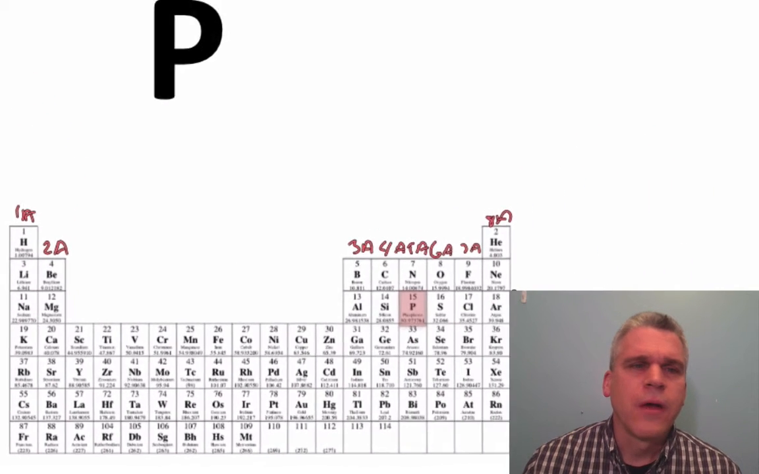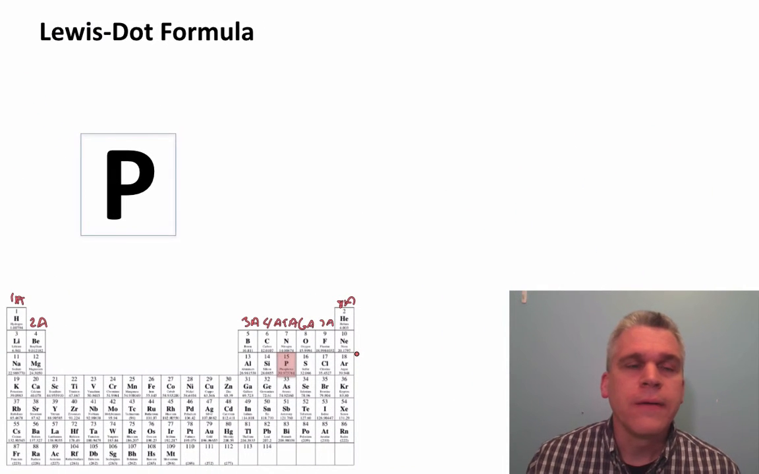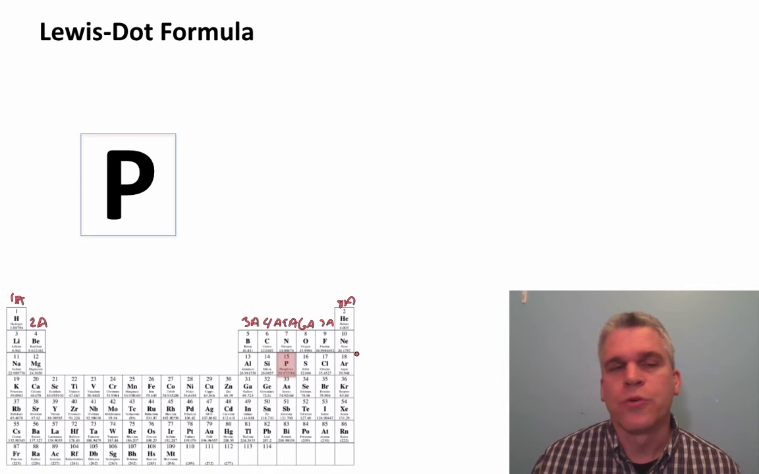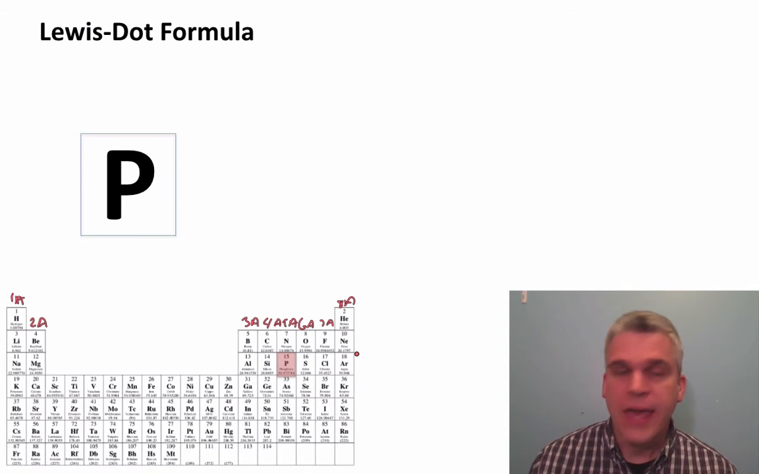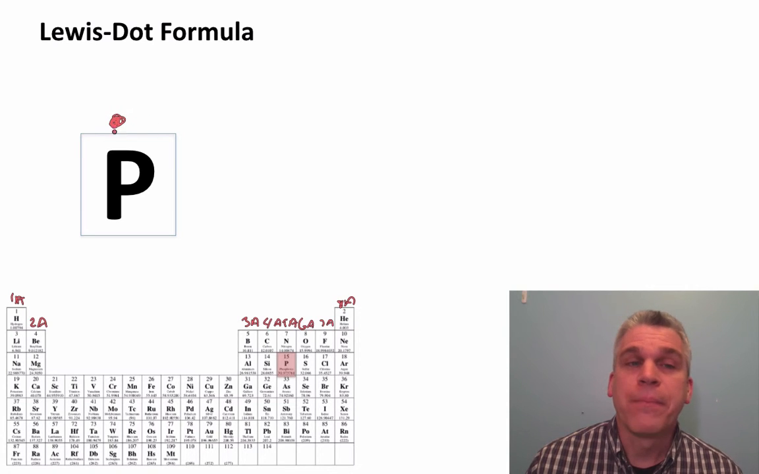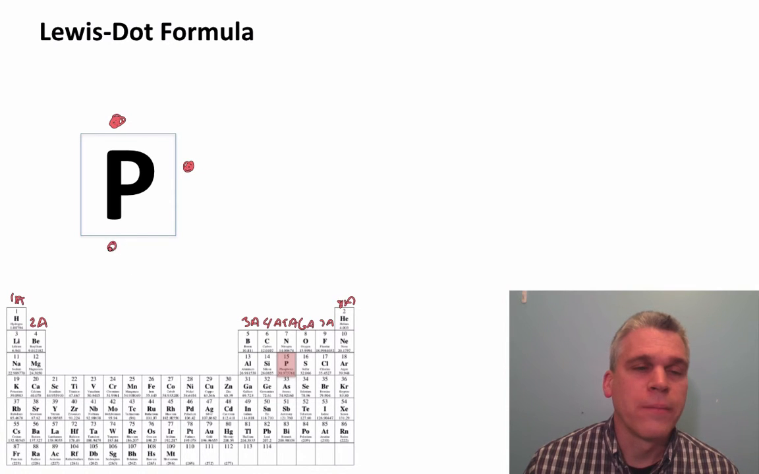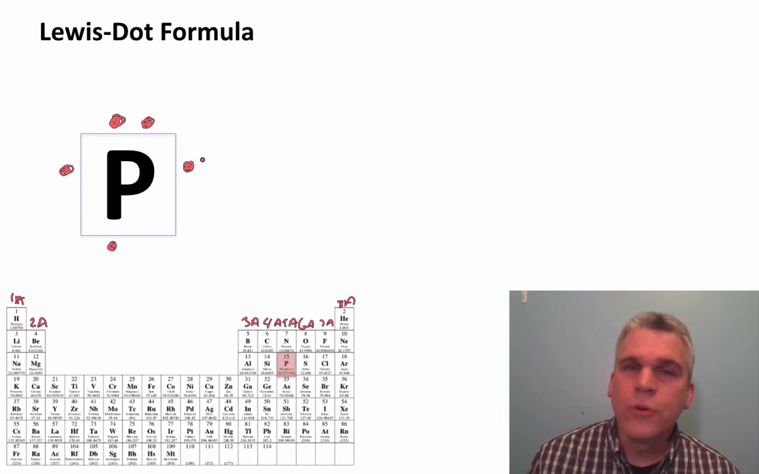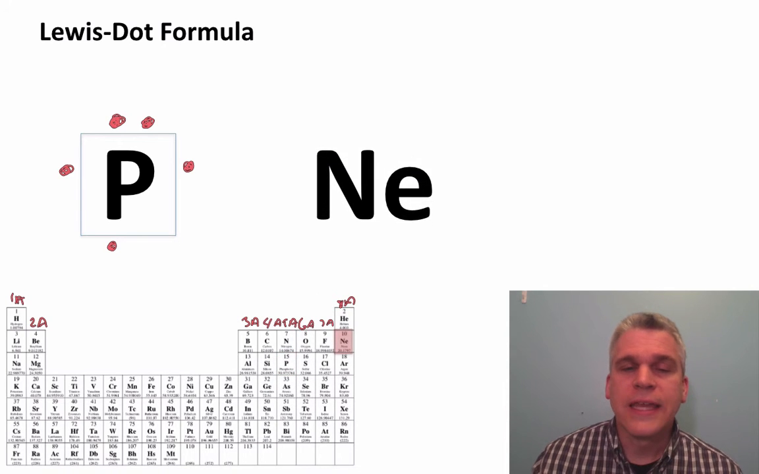So how do we show this? Well, let's pretend like we're putting an invisible square around that symbol. And we're going to use dots to represent these valence electrons. It has 5. So I'm going to start by putting a dot on the top of that square. I'm going to put the second one off to the side, a third one on the bottom, and a fourth one off to the side, and then of course it has a fifth one. That is the Lewis dot formula for phosphorus, because all we need to know is that it has 5 valence electrons.